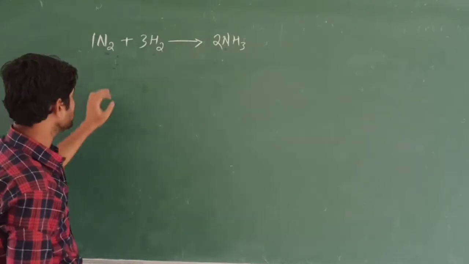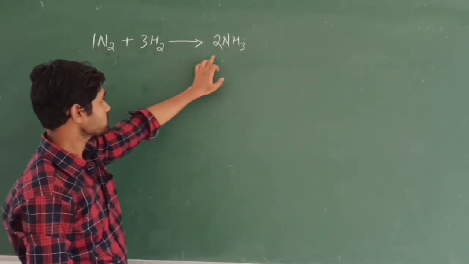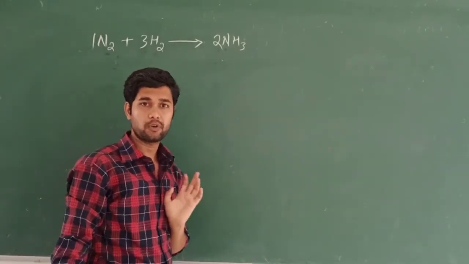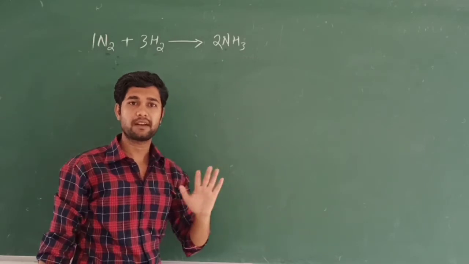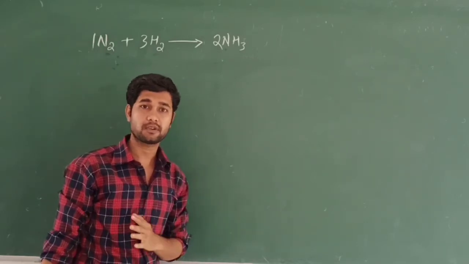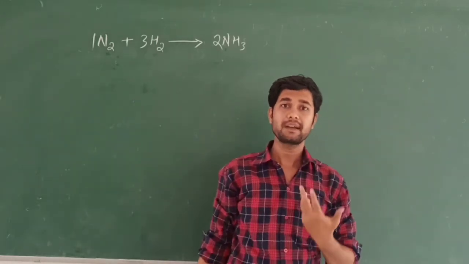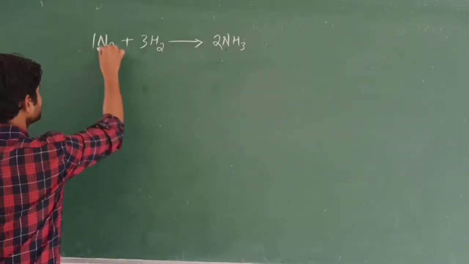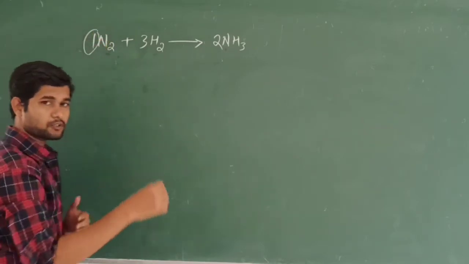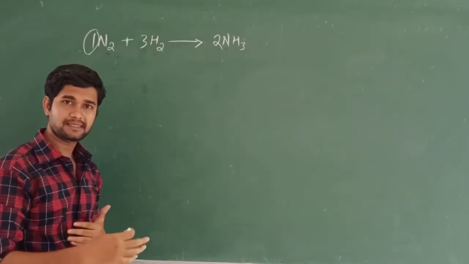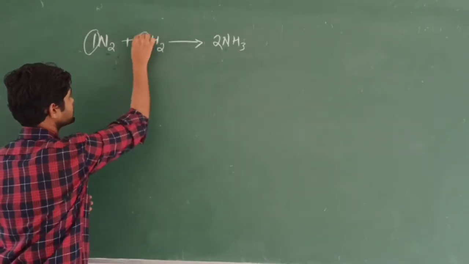One molecule of N2 and 3 molecules of hydrogen give rise to 2 molecules of ammonia. So now it is satisfied according to the law of conservation of mass, or we can also say that mass can neither be created nor destroyed. So what are these numbers? In order to balance this reaction, I am going to write these numbers.